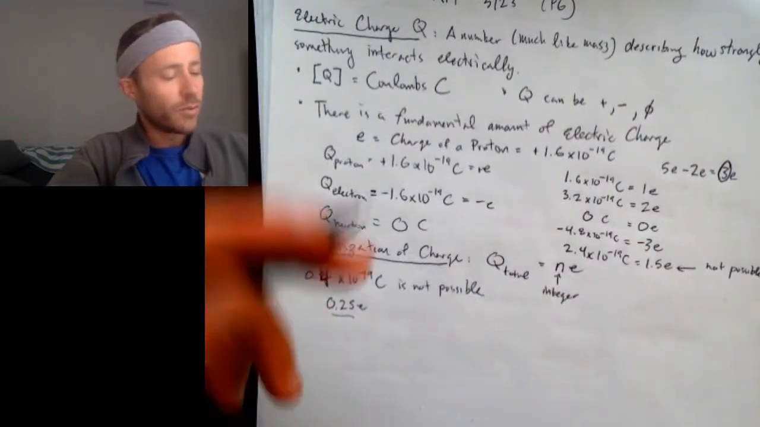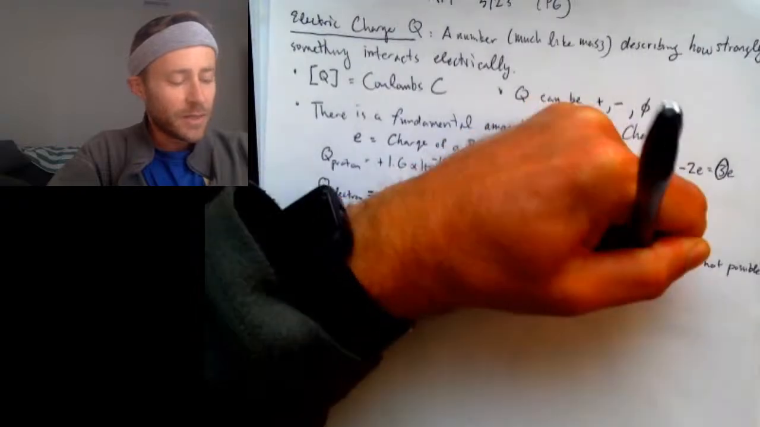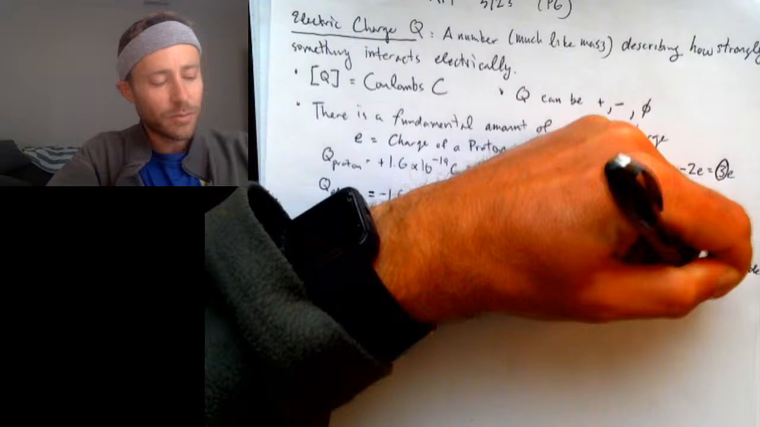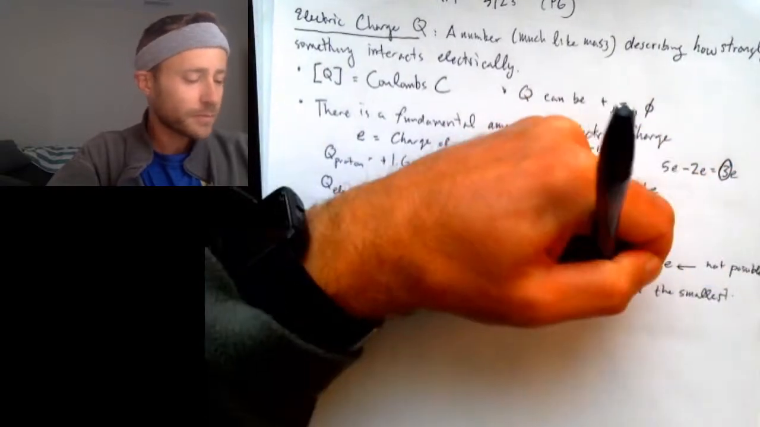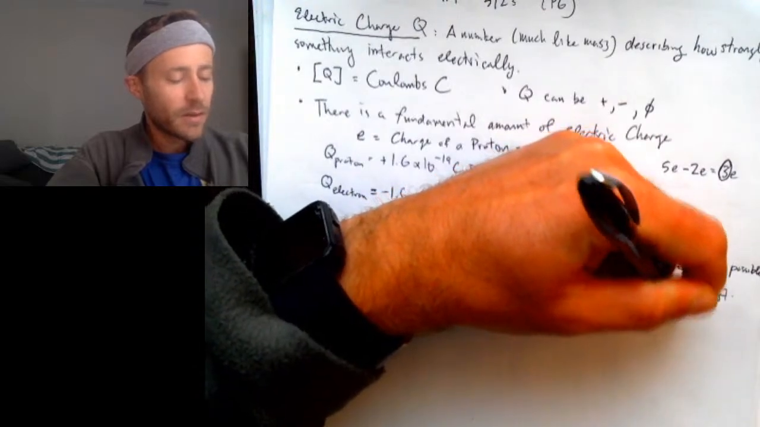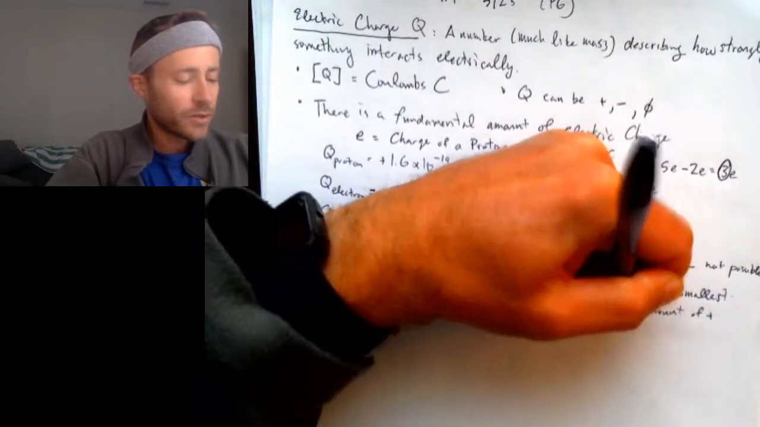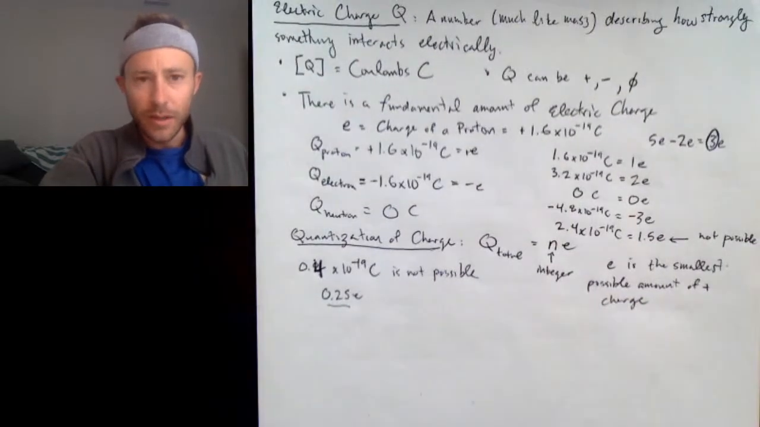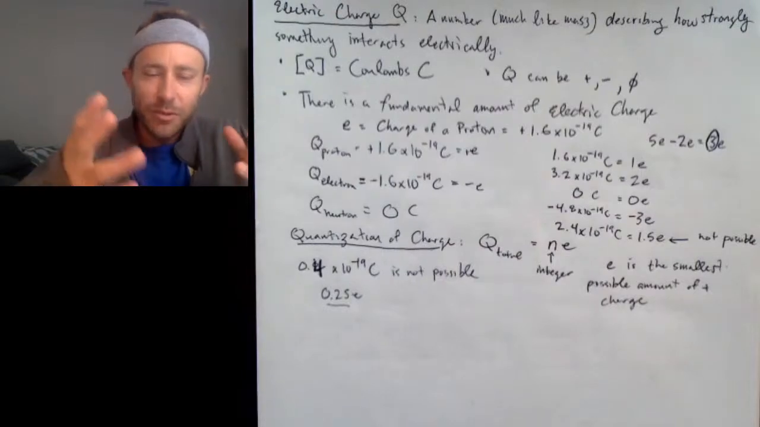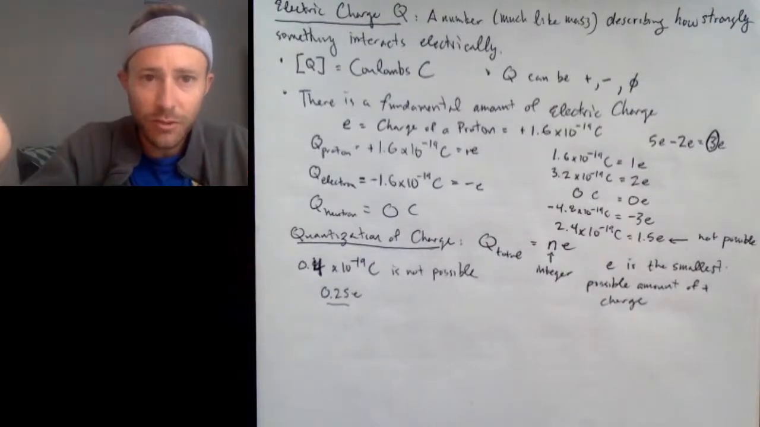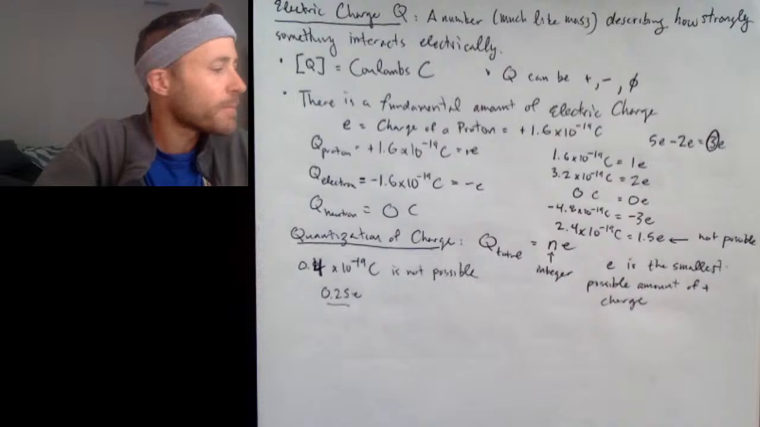Okay? So we could think about e as the smallest possible amount of positive charge. All right. And again, there are deeper reasons than this, but at a simple level, that's because everything is built out of protons, neutrons, and electrons.